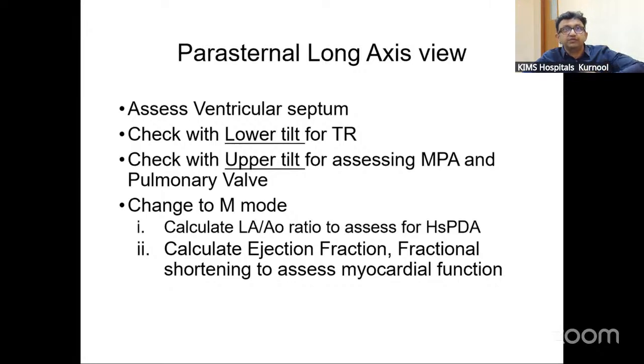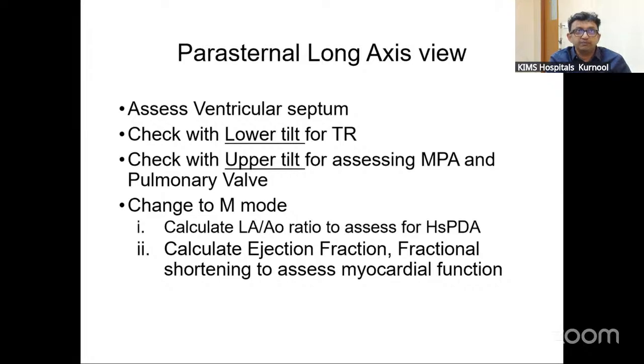Then when you tilt upwards, you will see the outflow tract of the right ventricle. So the right ventricle inflow and outflow can be assessed by tilt or sweep of your probe down and up. Then if you do the upper tilt, you will assess the main pulmonary artery. You can also assess your pulmonary valve.